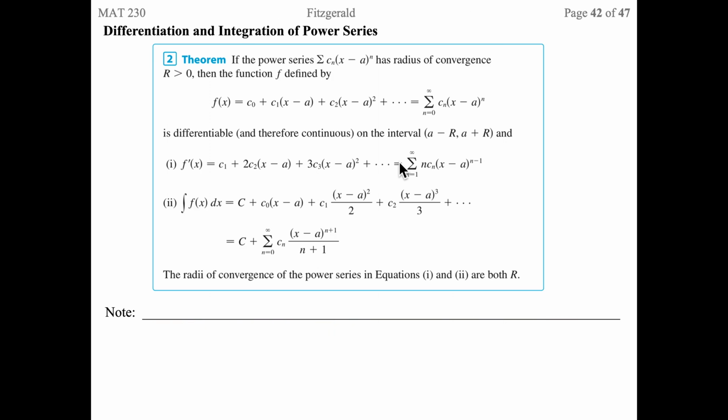All right, 9.9 part 2. Our theorem says that if we have a power series and has a radius of convergence where r is greater than 0, then the function f is defined by, if you will, a polynomial function. All right, where x will be the binomial x minus a. Of course, we're centered around a, and a could be a 0, so then it's just x. But it's technically a polynomial function. Here is our summation for our power series.